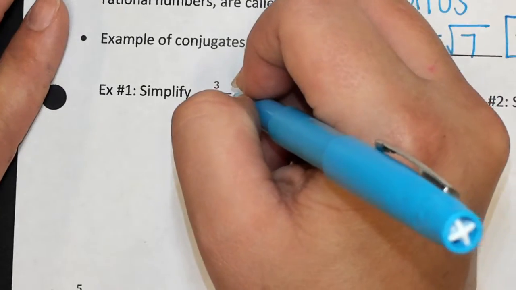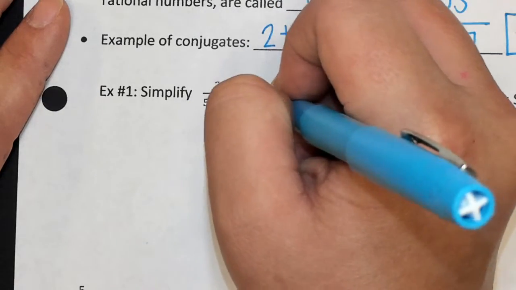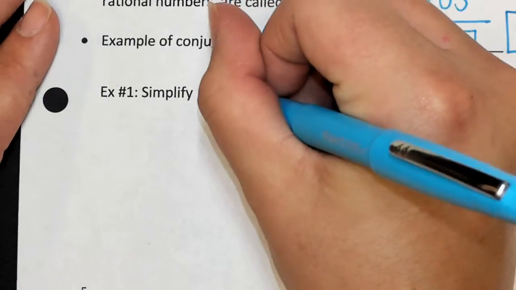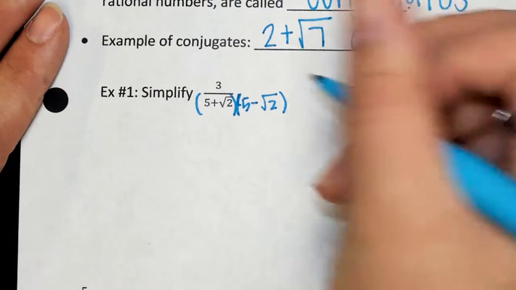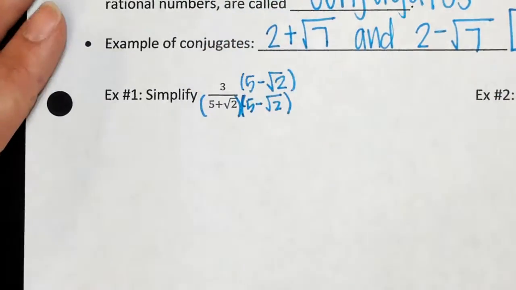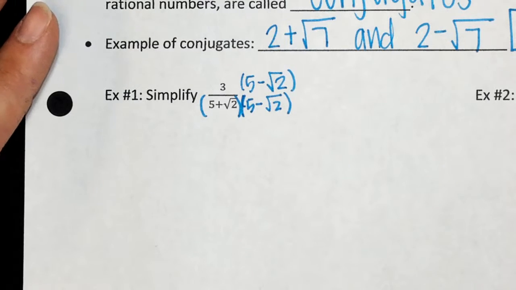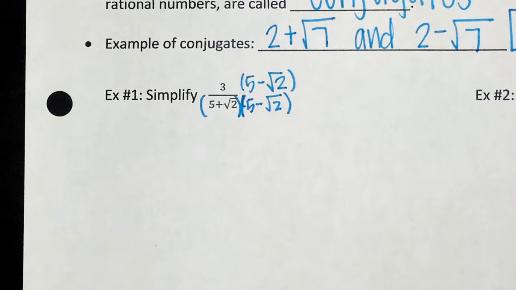Okay? Let's multiply the bottom by 5 minus square root of 2. Put parentheses around it because we're multiplying. 5 minus the square root of 2. We also have to do the same to the top. So we're multiplying the denominator and the numerator by the conjugate. And the whole reason we're doing this is to get rid of the square root. Doing this is the only way to get rid of the square root.